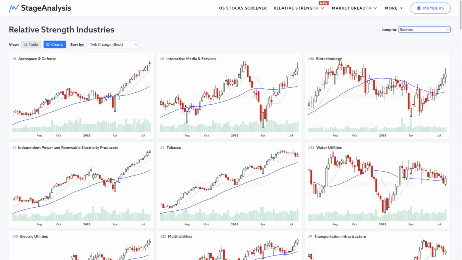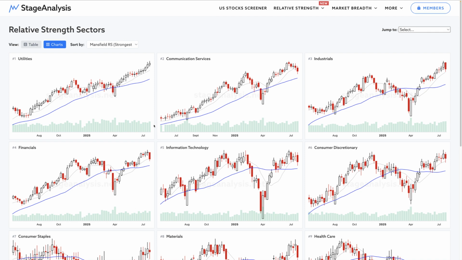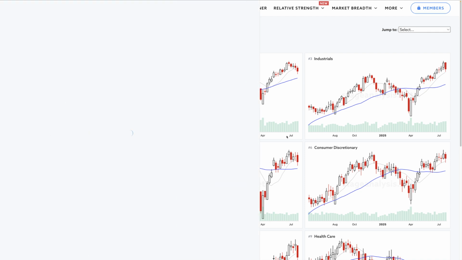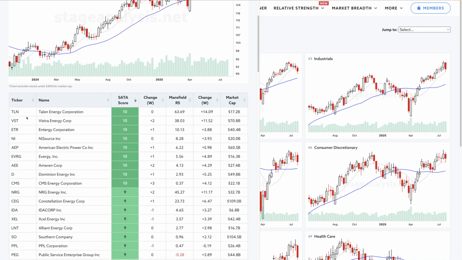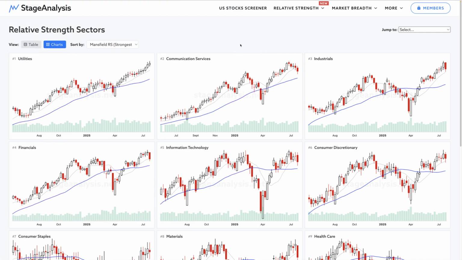And again, sectors, you can drop down to sectors here. You can see the 11 sectors, what the strongest and weakest there. So utilities has been leading. So your strongest of your utility stocks, TLN, VST, ETR, etc. there. Whereas you can order by market cap. GEV is one of the big ones that people know at the moment. NEE, CEG, etc. These are some of the areas that have been strong.